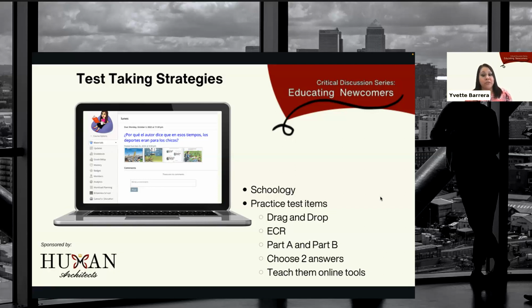Another thing that I do is I teach my students the type of question, so the test items that they will see on the STAR test. So last year, the test changed for reading. And so my students had no idea about the drag and drop, the ECR, the SCR, part A, part B, choose two answers, all of the online tools. So it was a huge learning curve last year.